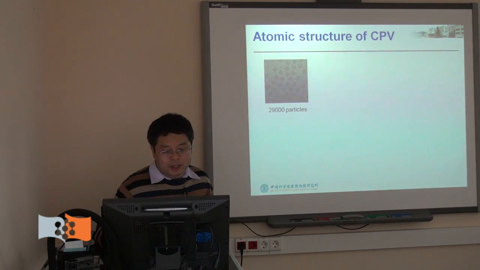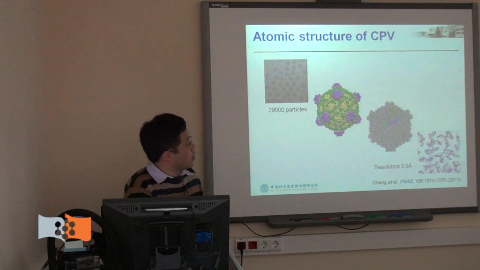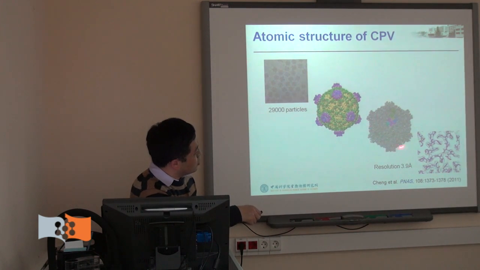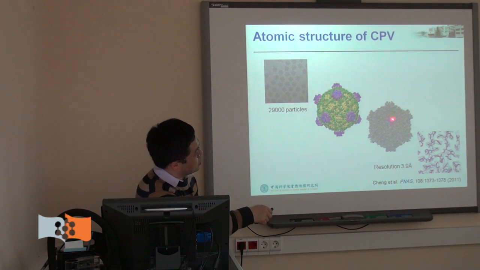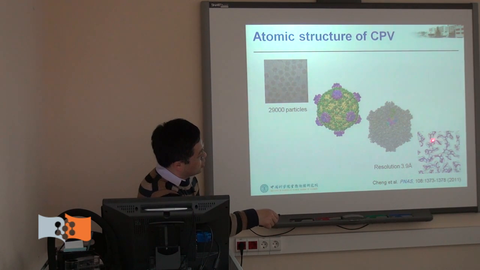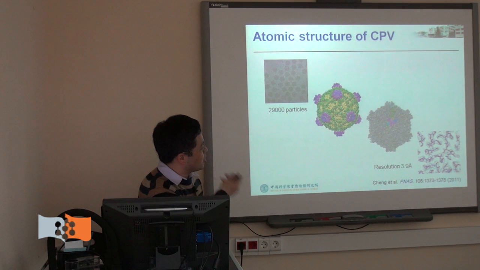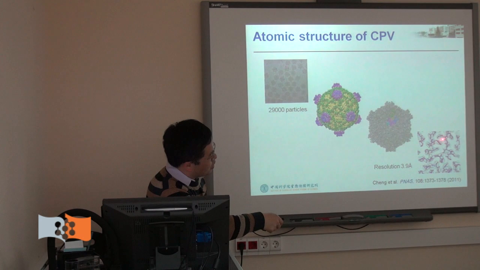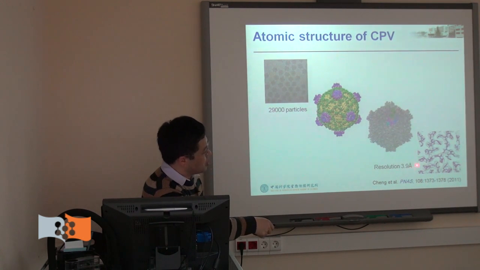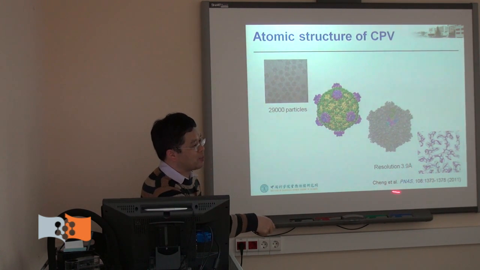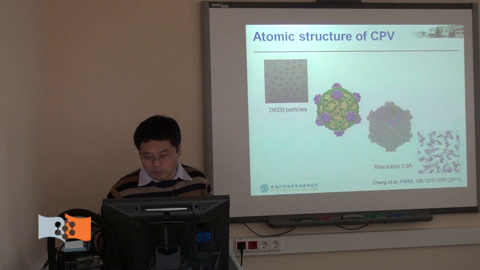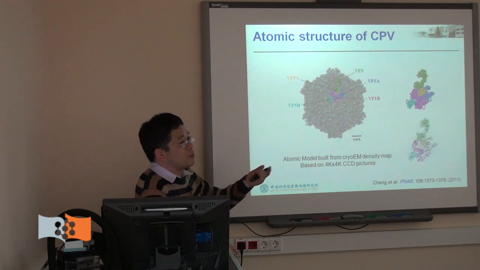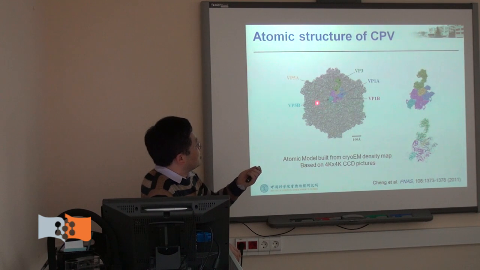So we collected 29,000 particles, got the initial model and refined it, and finally got a reconstruction at around 3.9 angstrom resolution. Some professors here are experts on this, but from this density map the side chains look very good; I think it's a little better than this resolution. Based on this, we do what we call de novo model building, so we can try to build a model of the whole virus.